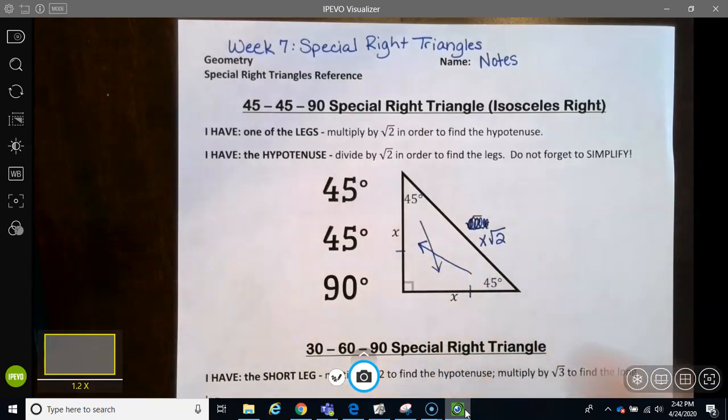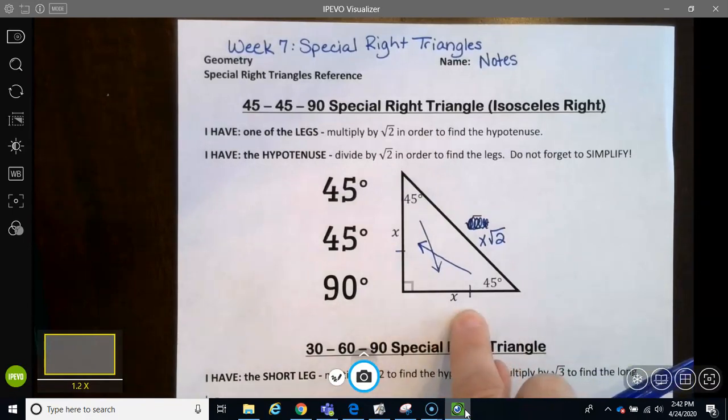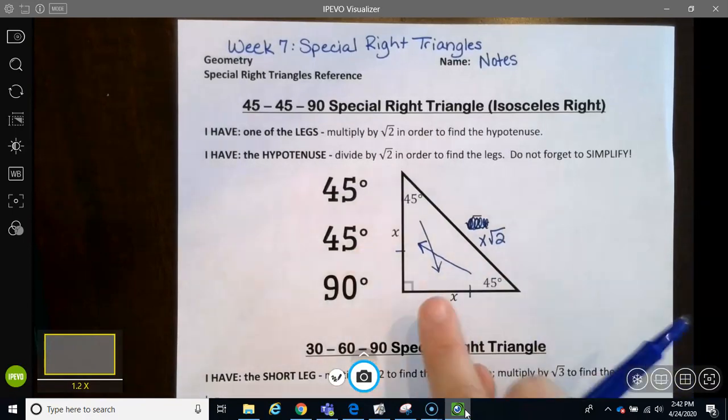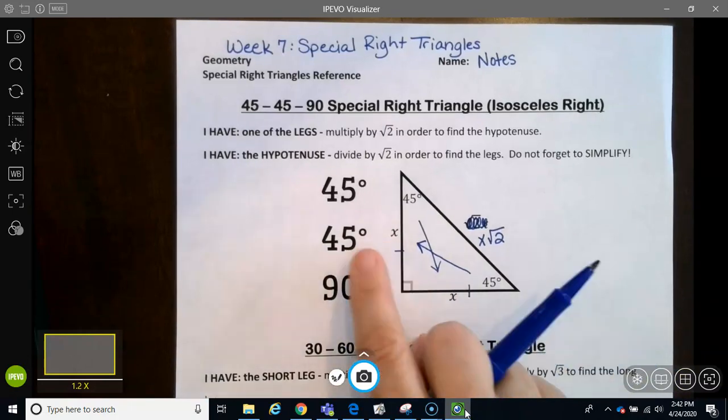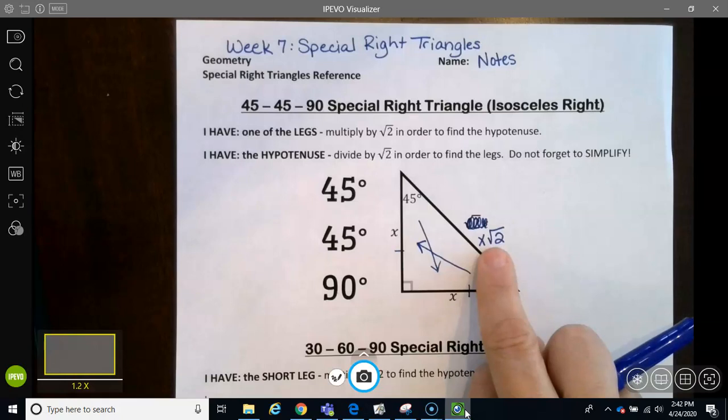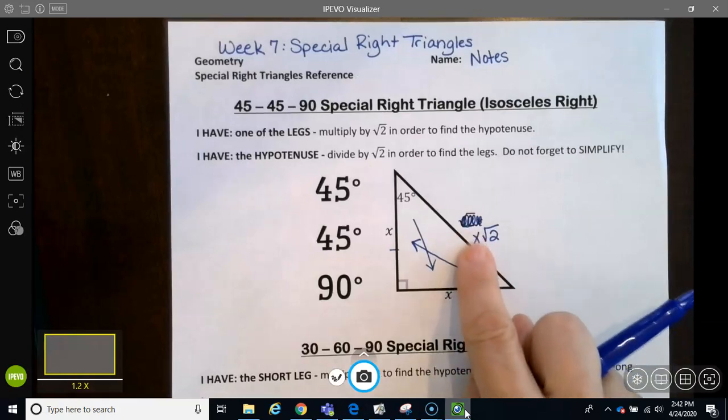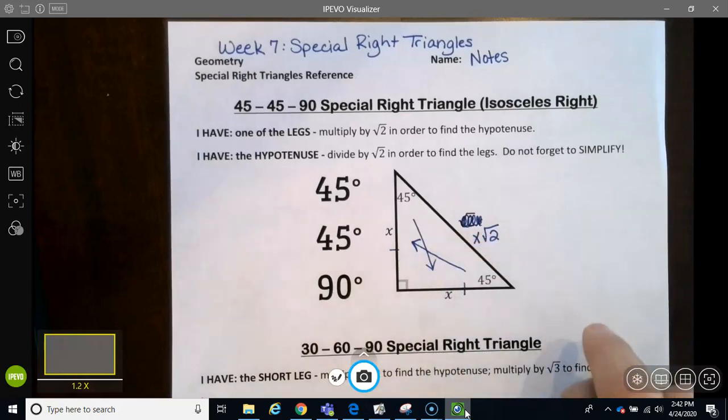So let's say, for example, this side had a length of 2, then I could find those other 2 side lengths. If this was 2, then that would also be 2, because X would be equal to 2. And then if X is 2, I replace that X with 2, and that side would have the length of 2 square root of 2. That's the gist of what's going on here.